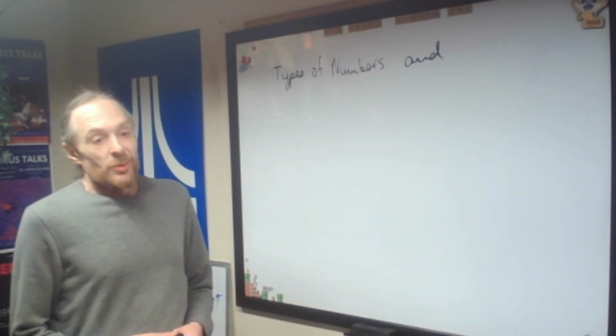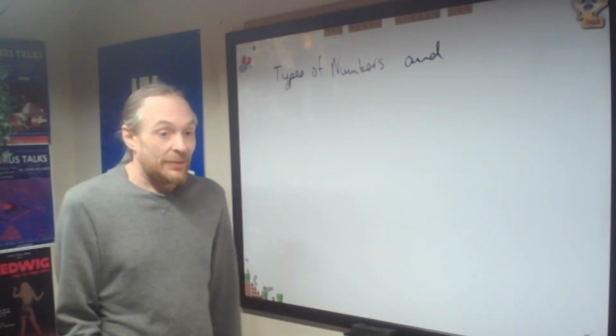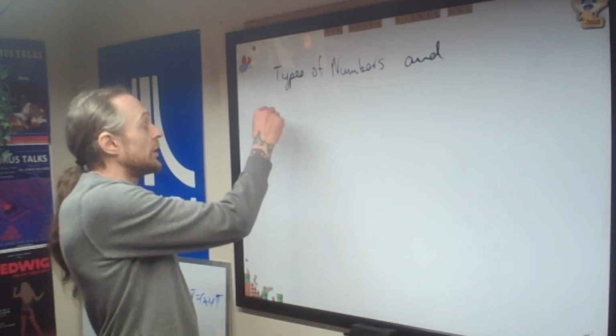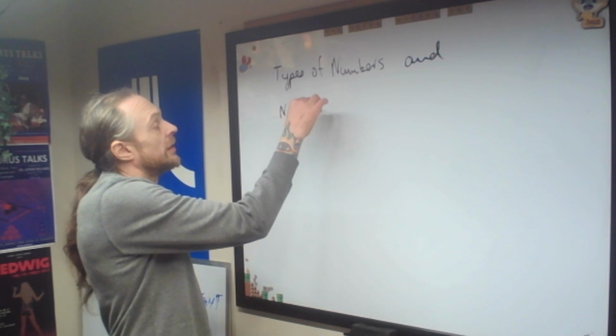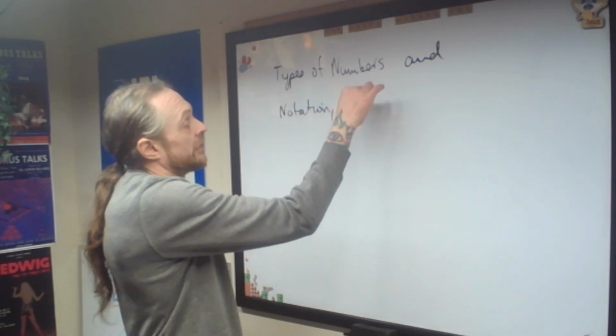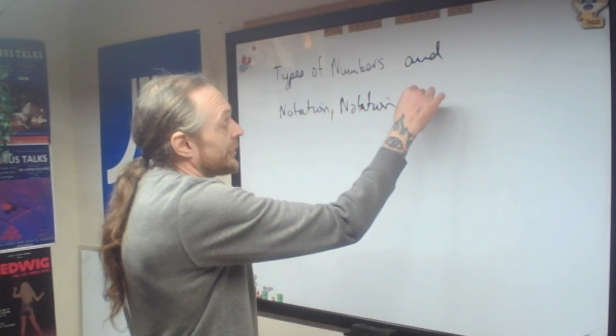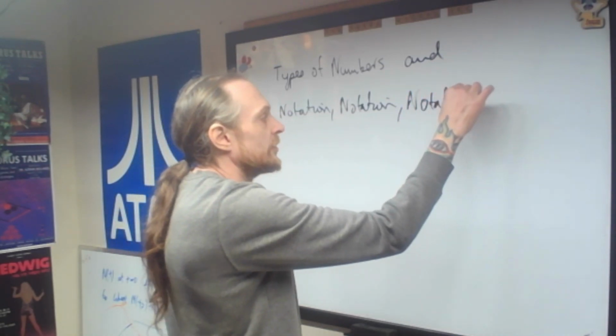And so what's the most important thing in math? The jokes set themselves up every time I start talking about it. We're going to do notation. Notation. And I'll write it out and say it three times. Notation. Did I spell it the same three times?